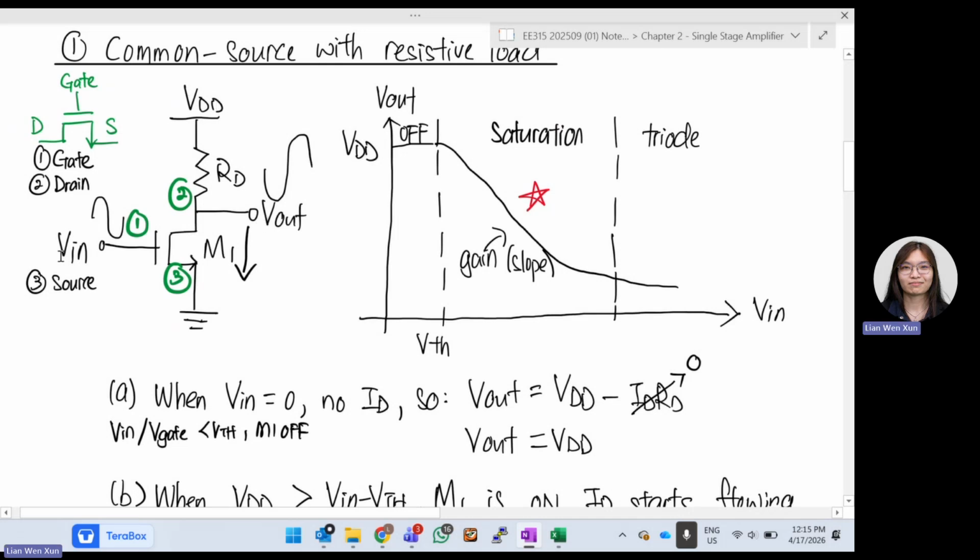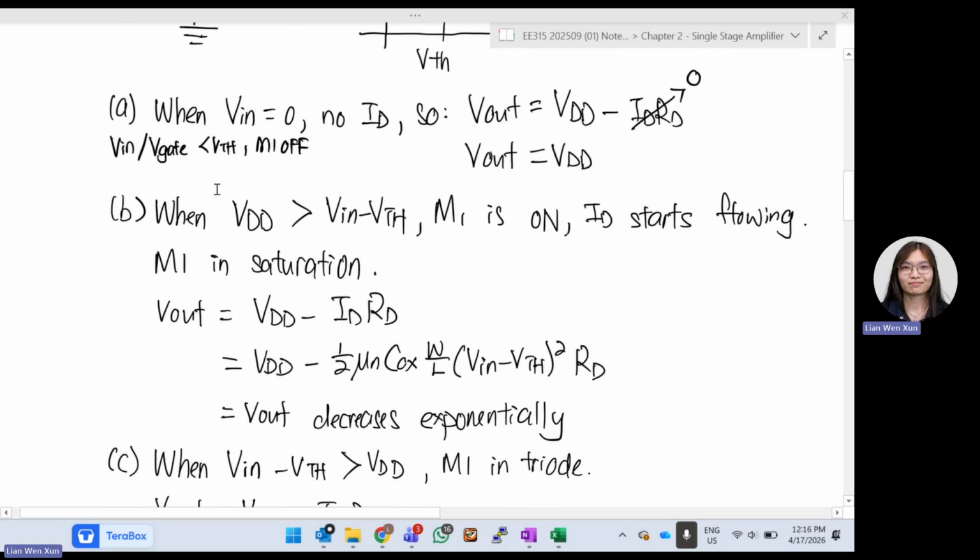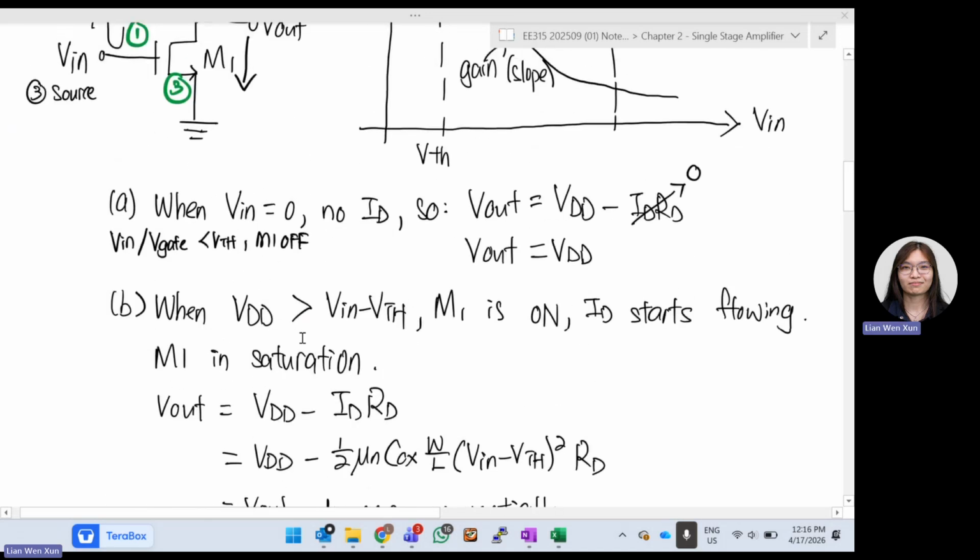So you can imagine when Vin is low, is 0, your Vout is already at this maximum. So looks like they are inverted already. Then if we increase, so when your Vin is now more than VTH.